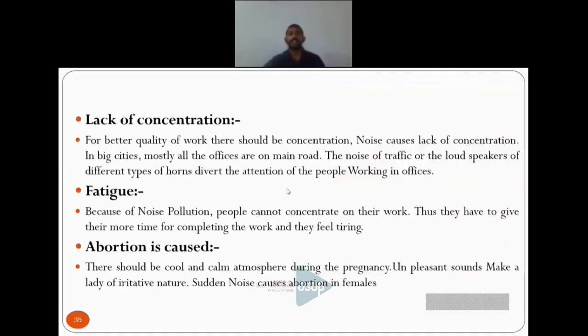And this is lack of concentration. Just think that if our office is situated near the roadside or in the city, people's concentration will be less compared to a comfort zone where there is no disturbance from vehicles. So the concentration will get reduced. Next is fatigue. Fatigue means we are getting tired. If noise pollution is concentrated, we may not be able to concentrate on our work.